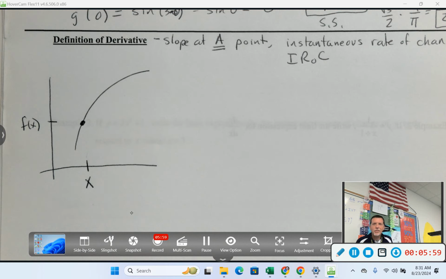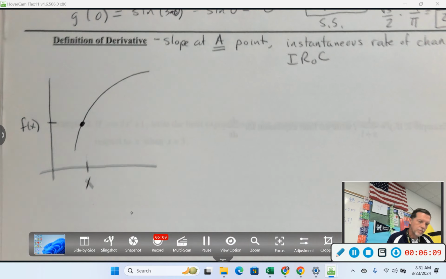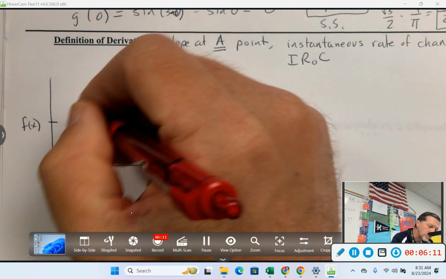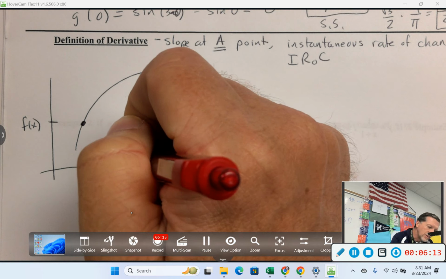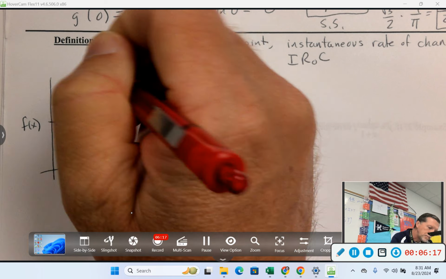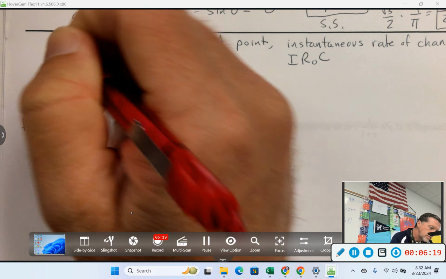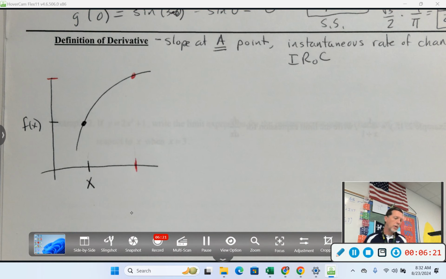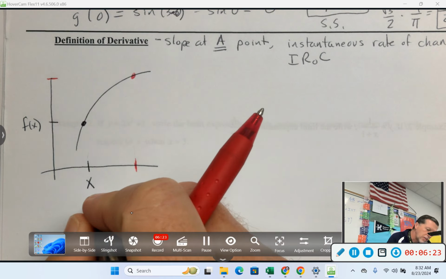Again, there's no formula to find the slope at a single point yet. What we know is that if we had another point, then we could find at least something close to this slope. So let's come over to a different point over here somewhere. And this may seem like a weird idea now, but it'll make more sense in a minute.